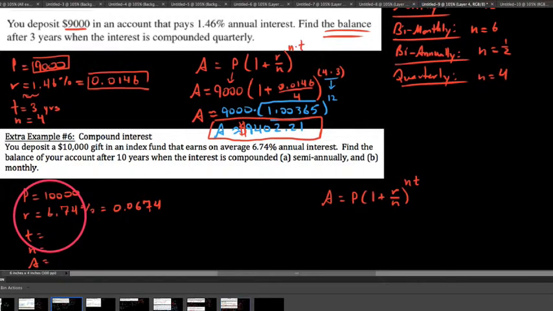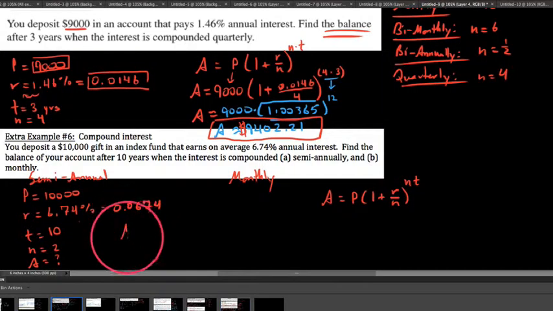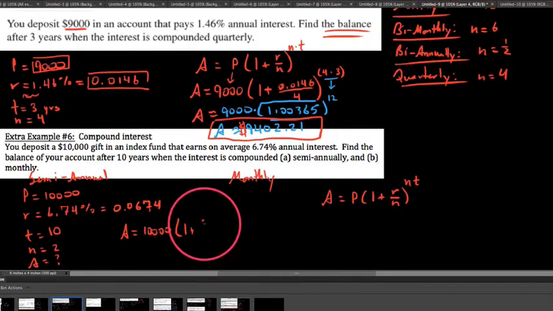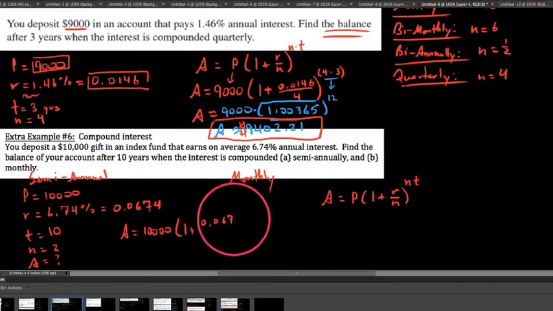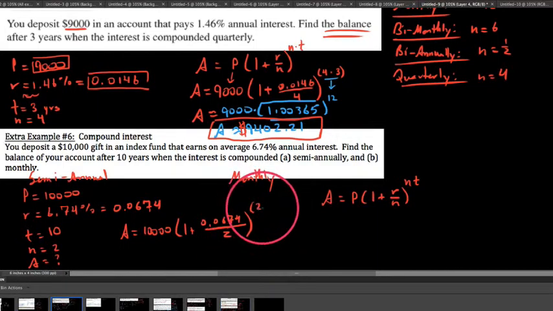We're going to see a couple of different situations here. This is our semi-annual situation, and then we're going to do a monthly situation over here. For the semi-annual over 10 years, our time is 10 years, and semi-annual means twice a year. Let's write out the amount: starting with $10,000, 1 plus 0.0674 over 2, to the n times t, where n is 2, times t, which is 10 years.